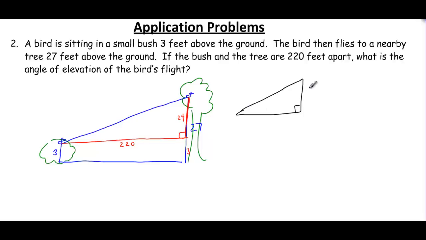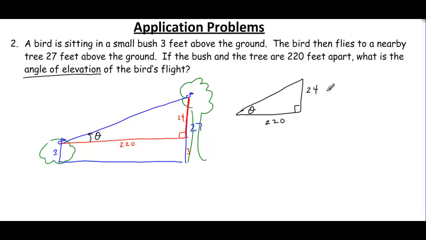Here's my right angle. This is now 24 feet. This is 220 feet. And since I want to know the bird's angle of elevation, that is basically what it's looking for. So again, here's the bird. I have my horizontal line if the bird didn't go up or down, but I want to know its angle up. So here is the theta.